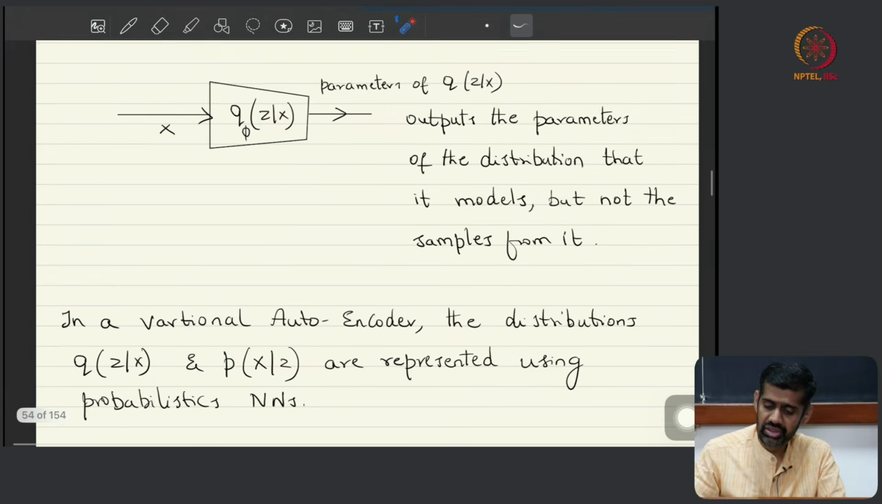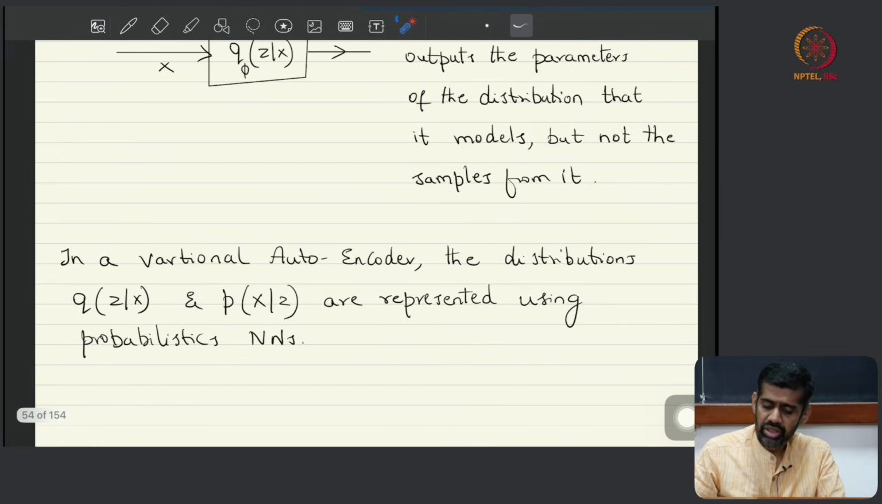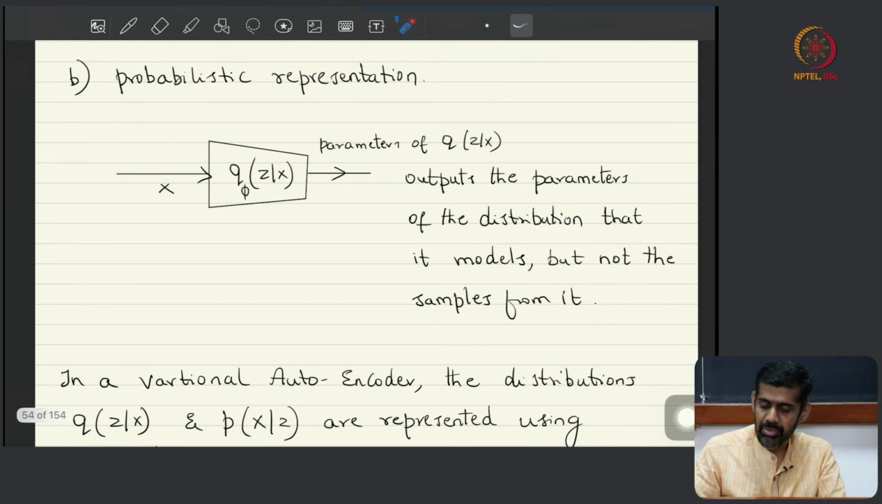Right? So in a variational autoencoder, the distributions q of z given x and p of x given z are represented using probabilistic neural networks. Now when I say probabilistic neural networks, I am referring to this representation where neural networks are constructed to give the parameters of the distribution that it is representing. So when I say that in a VAE I am using probabilistic neural networks, I am also telling you that in this paradigm we are assuming q of z given x and p of x given z take a particular parametric distributional form, because the neural networks have to output that particular parameter of those distributions. Make sense?